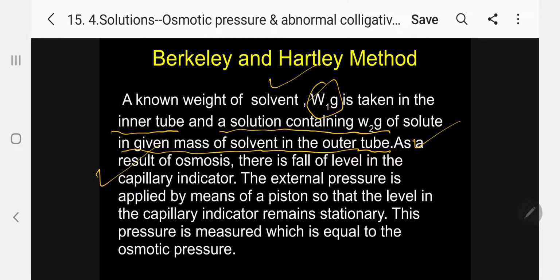Now, there is a fall of level in the capillary indicator. The external pressure is applied by means of a piston so that the level in the capillary indicator remains stationary. That means it restores to its original position. This pressure is measured, which is equal to the osmotic pressure. Kindly follow. So experimentally, we can measure the osmotic pressure.